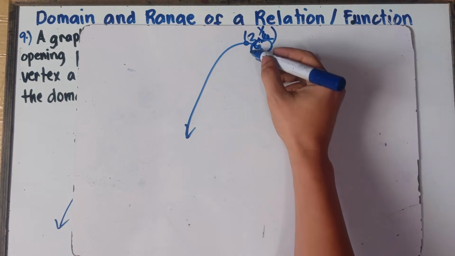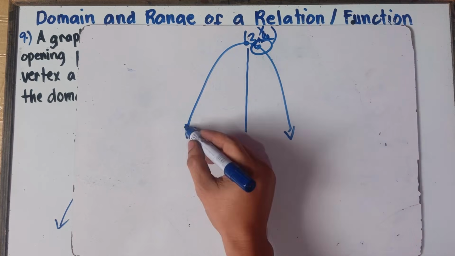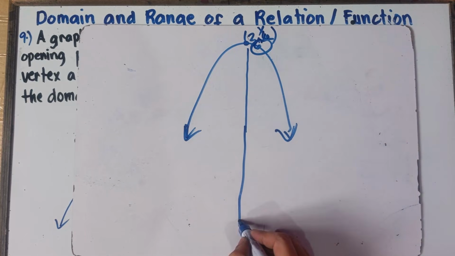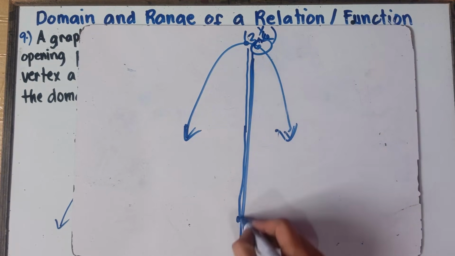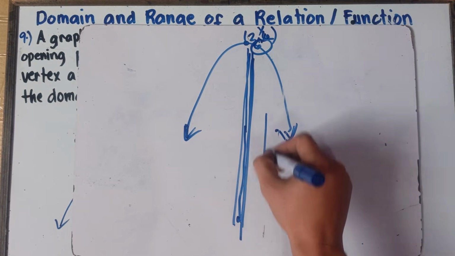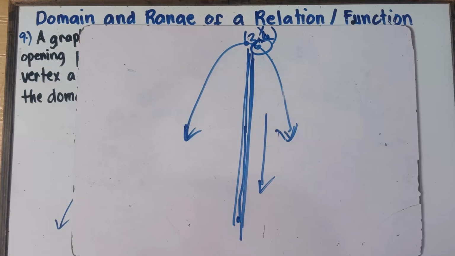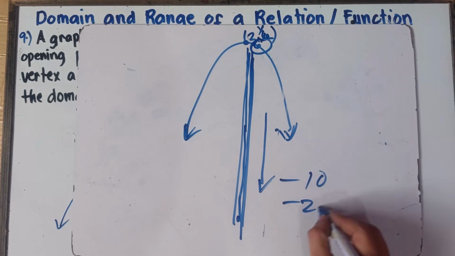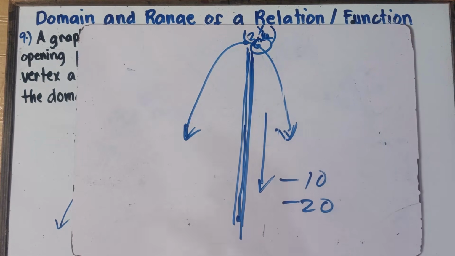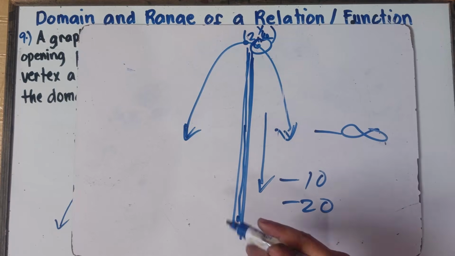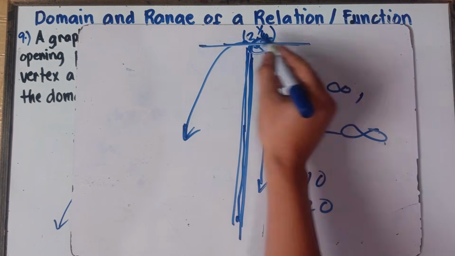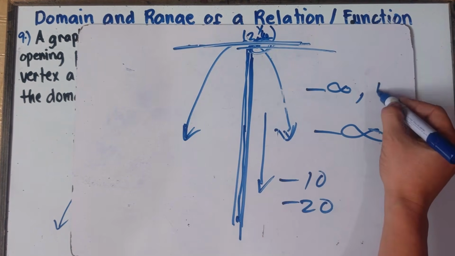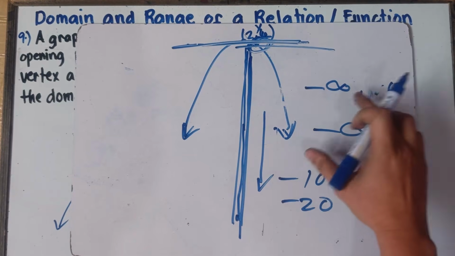Now, for the range, there will be the vertical distance. Since we have an arrow, it will extend infinitely going downwards. Numbers going downwards are negative numbers: negative 10, negative 20, negative 30, negative 1 million, negative 1 billion, up to negative infinity. That's why your range starts at the bottom, negative infinity, comma, up to positive 6, because you will end it here at positive 6.